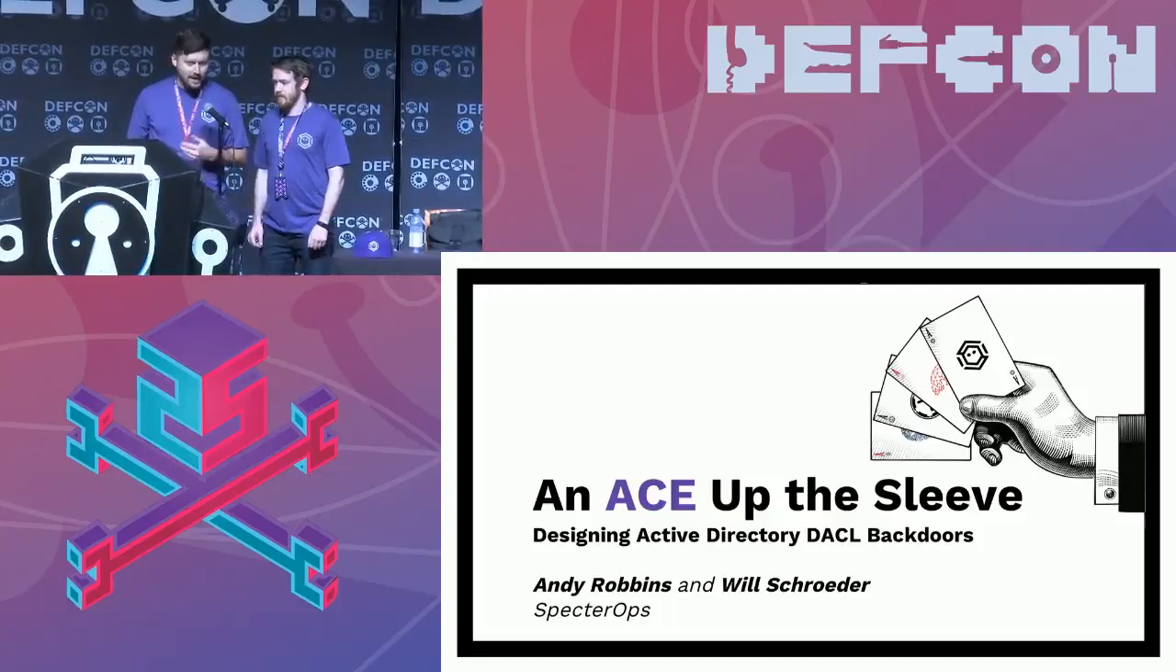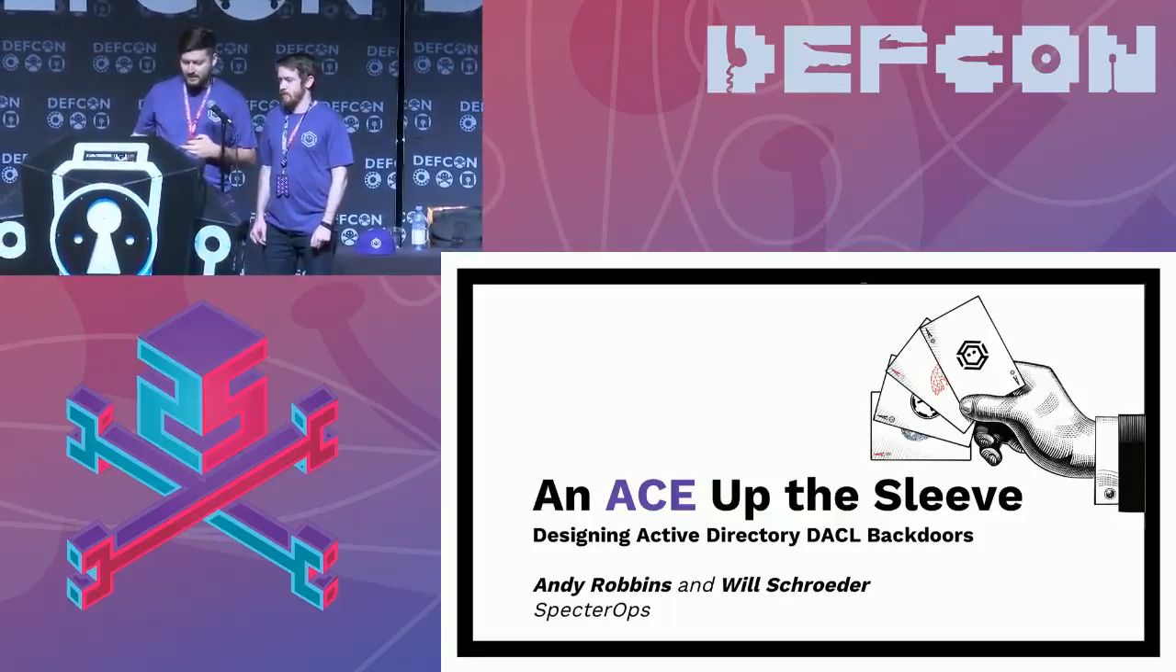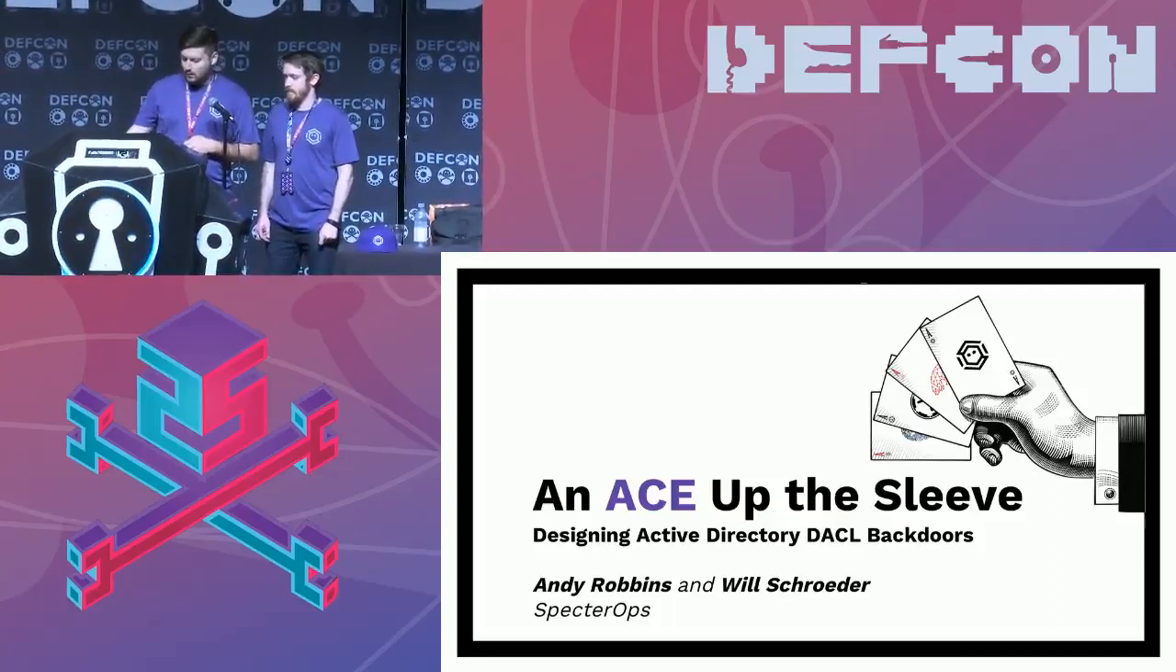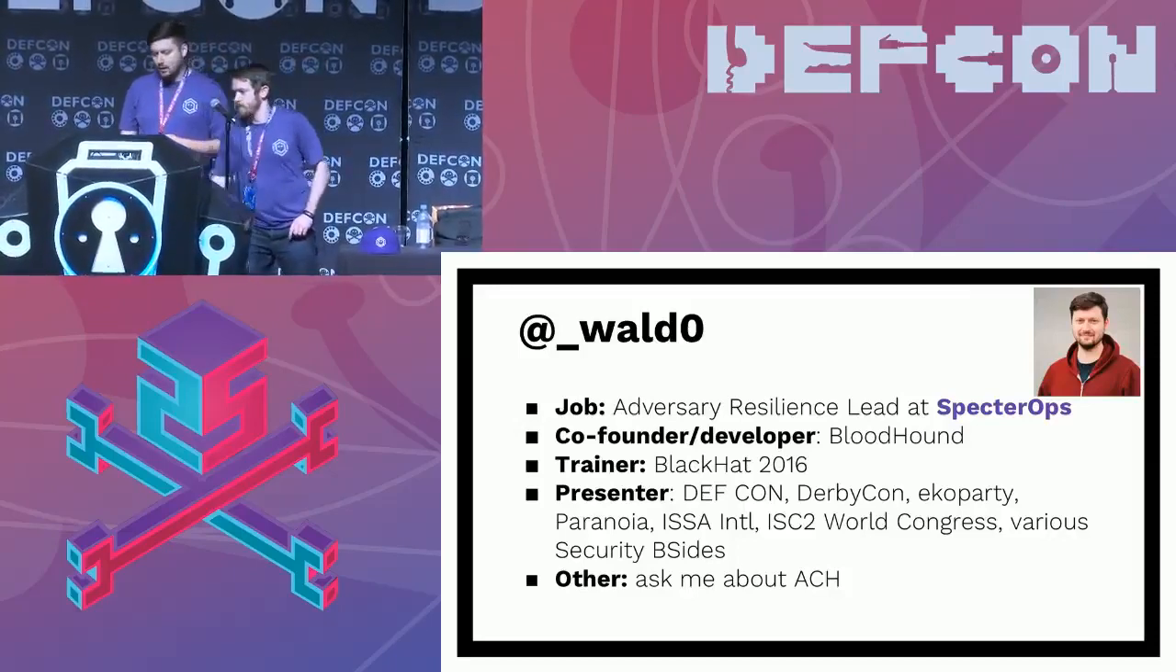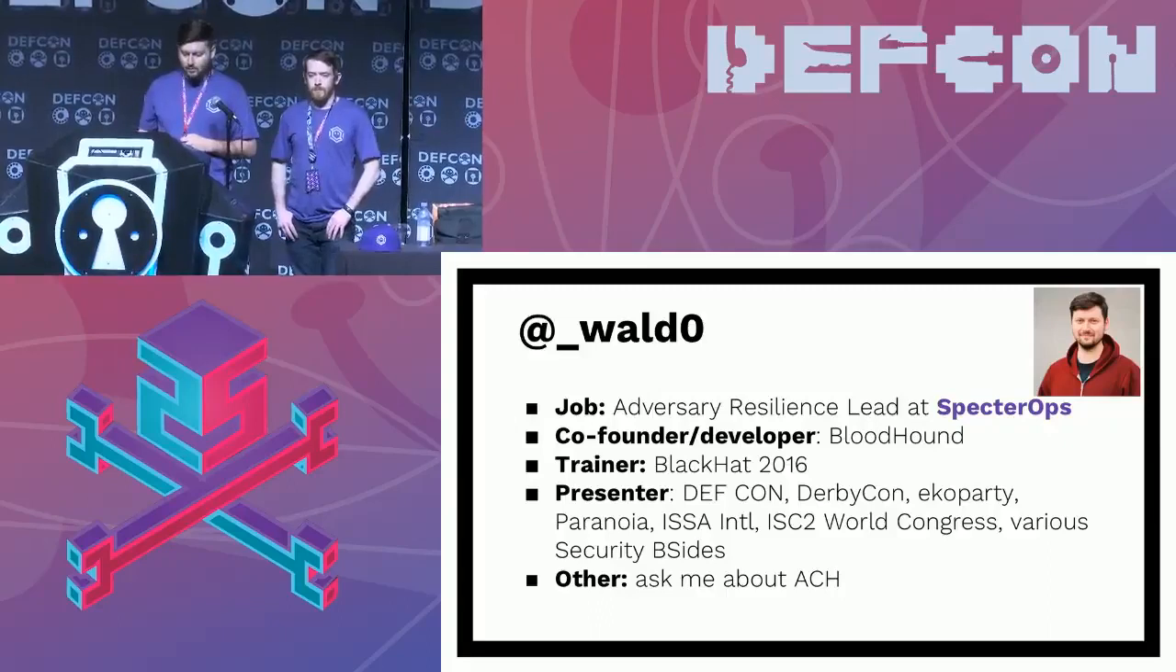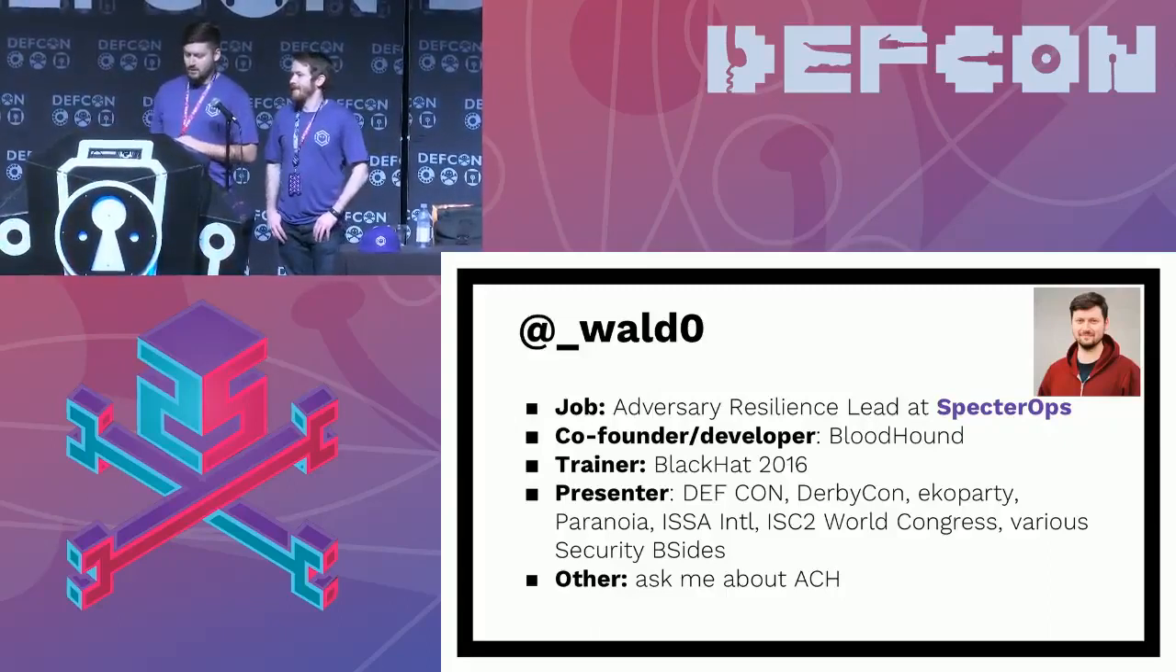The title of our talk is An Ace Up the Sleeve: Designing Active Directory DACL-Based Backdoors. Quick information about me. My name is Andy Robbins. My handle is Waldo. I'm a co-founder and developer on the BloodHound project. I've spoken at places, done training. If you really want to get me excited, come up and talk to me about the ACL file format, and we can talk offline about that.